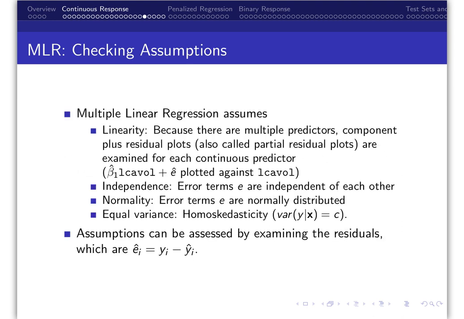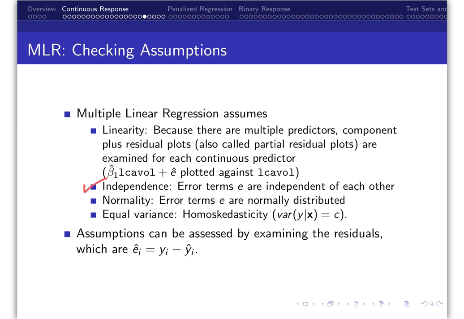The linear regression model includes 4 different assumptions, which can be remembered using the mnemonic LINE. This includes linearity. Because there are multiple predictors, component plus residual plots, also called partial residual plots, for each continuous predictor are examined. These are plots with a continuous predictor on the x-axis and the part of the fitted value that is from the particular x component on the y-axis.